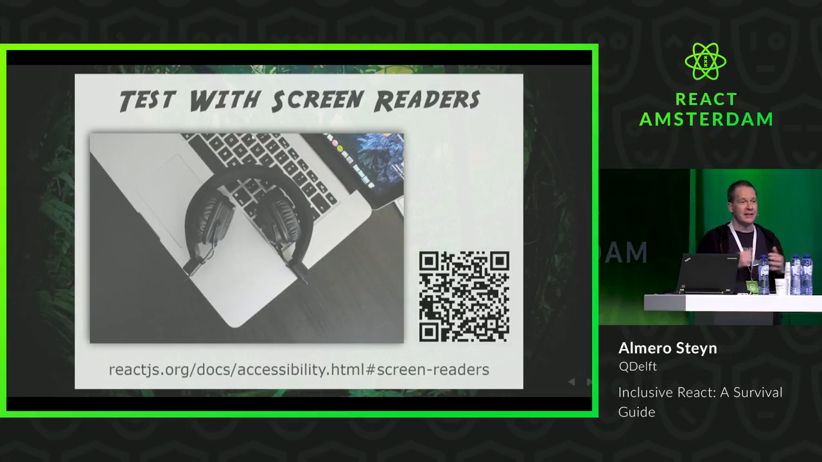Then, of course, finally, we want to test with screen readers. If we want to support users that rely on screen readers, we need to at least test that our application is playing nice with screen readers out there. This link is, again, to the React accessibility docs. There's a section on screen readers. It tells you which screen readers you most likely want to test with. It also has some links that can get you started in testing your applications with screen readers so that you make sure that you are not blocking screen reader users out there.